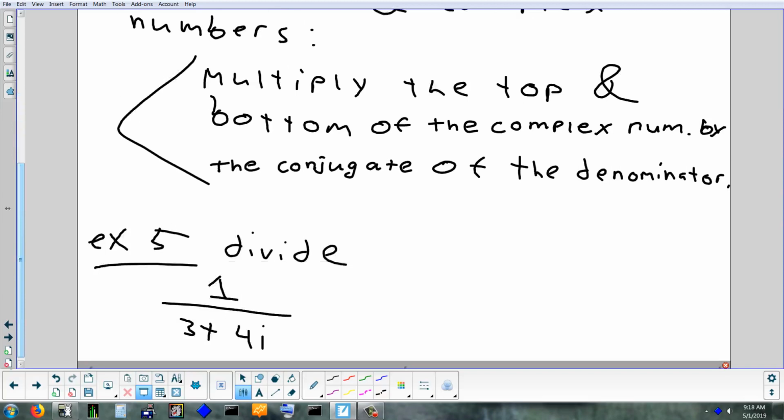Now, the problem with example 5 is you are not allowed to leave i in the denominator. Just like you can't leave square roots in the denominator, you can't leave i in the denominator. So, we got to get rid of all the i's somehow. We just learned how to do something that automatically cancels out all the i's. That's why we're going to use it. Okay. So directions say multiply top and bottom by the conjugate of what's in the bottom. Okay, so let's set it up. So 3 plus 4i is what's in the bottom. What's the conjugate of what's in the bottom?